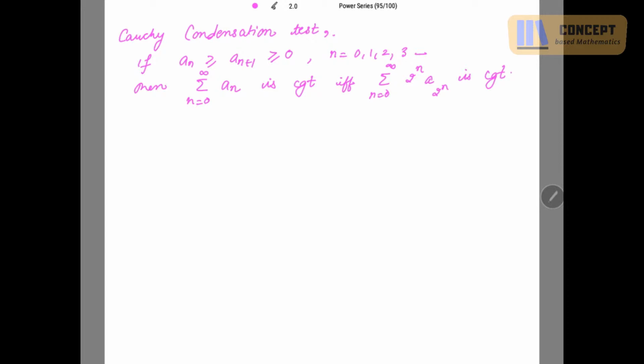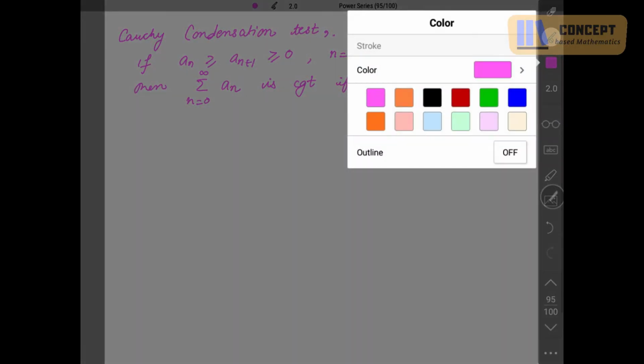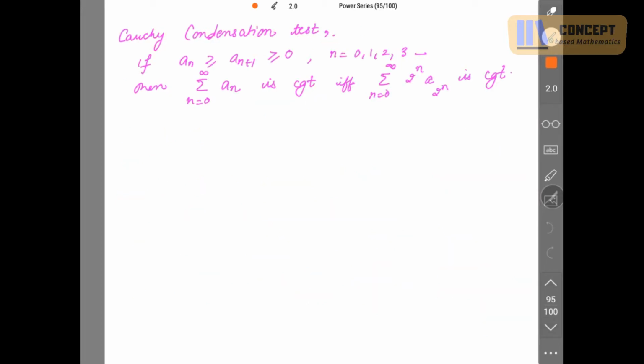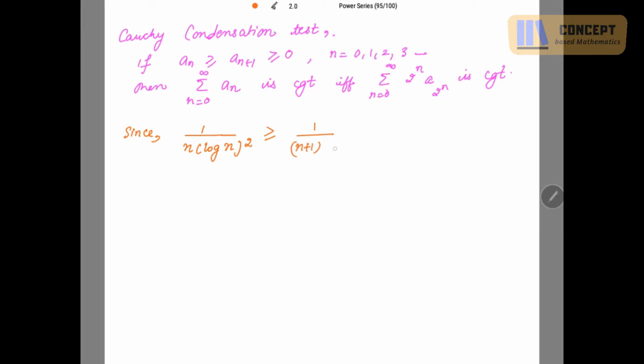Okay, so in this solution we have our a_n as, let's take this as your a_n. Since if you look at this term, 1 over n log n square, can I write this is greater than or equal to the term with n plus 1, since I must have that a_n should be greater than or equal to a_(n+1). So let's change n to n plus 1 and see whether it is greater or not. Yes, it is greater than or equal to this.